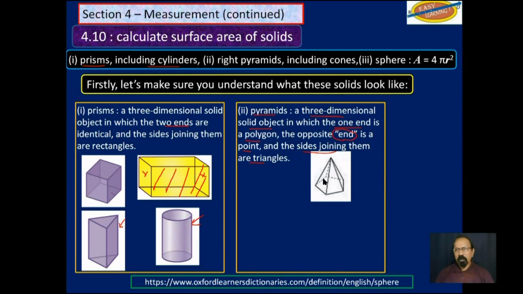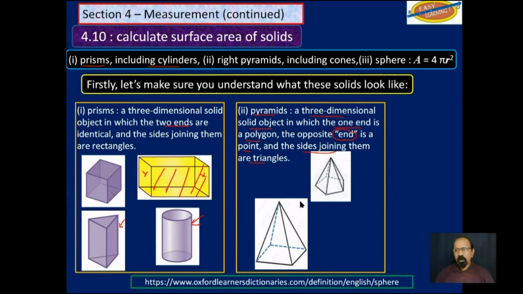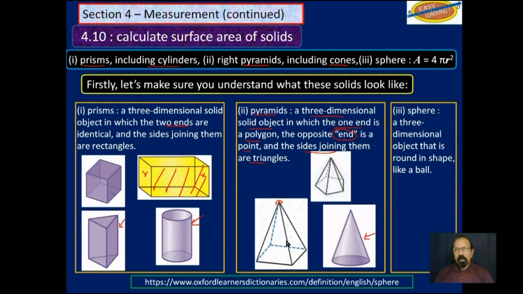So let's look at this. You have a pentagonal pyramid. This other one is a rectangular pyramid. You have a rectangle below there, only one rectangle, and you have a point up here, and the sides are triangular and slanting. And here is a cone. Notice a cone is included as a pyramid. And then, of course, you have the sphere. It is a three-dimensional object that is round in shape like a ball. So here is a sphere.